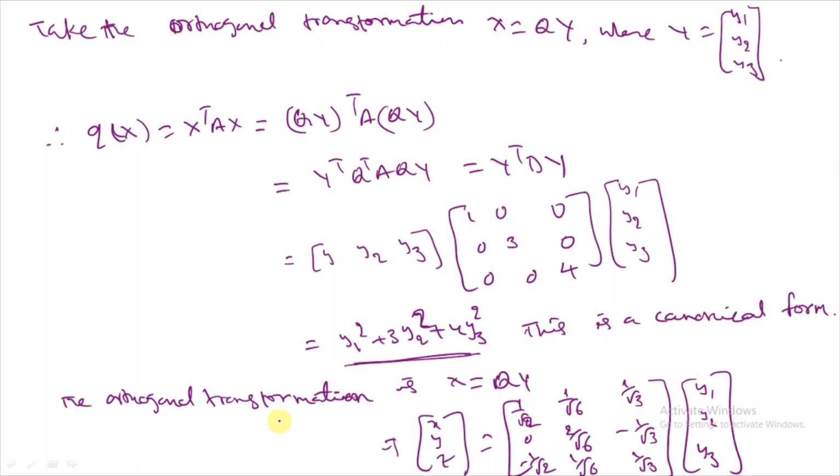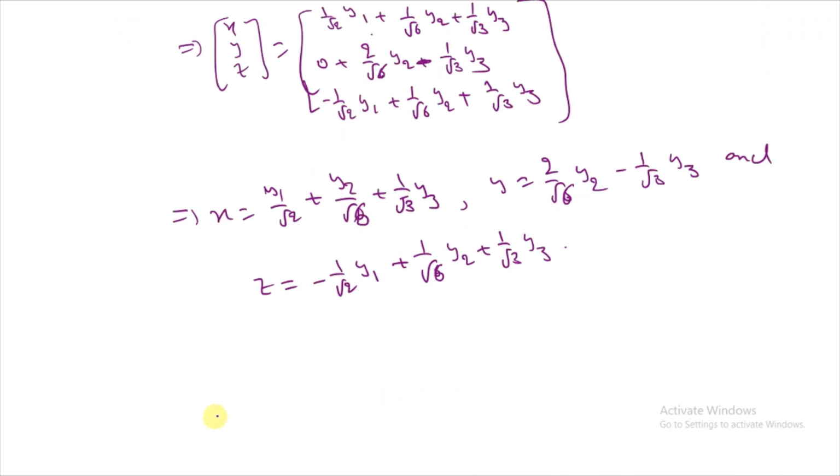If it's asking to find the orthogonal transformation, then you need that one. Otherwise, if it is just asking to convert the quadratic form to canonical form, you have to convert it up to here. You have to find the canonical form, that's the sum of the squared terms. There is no cross term. So now see another example.